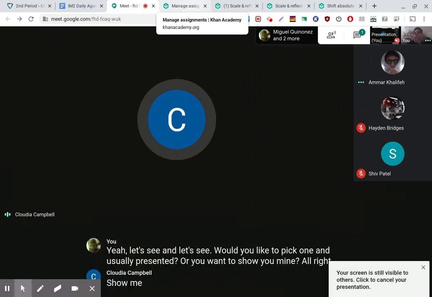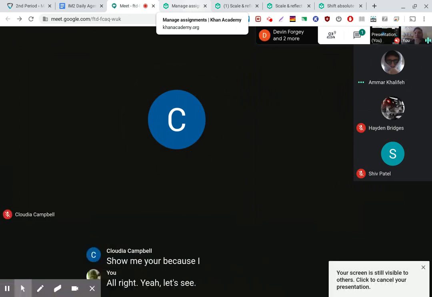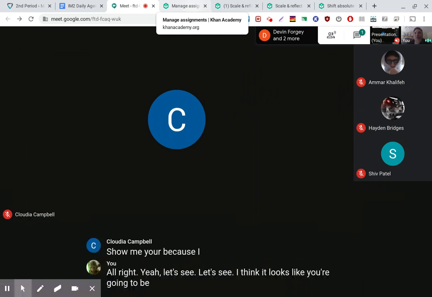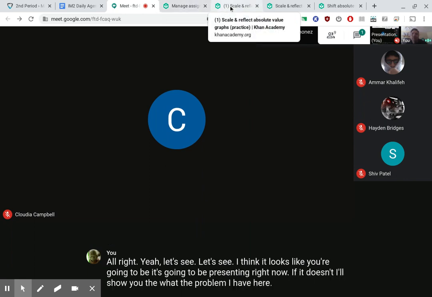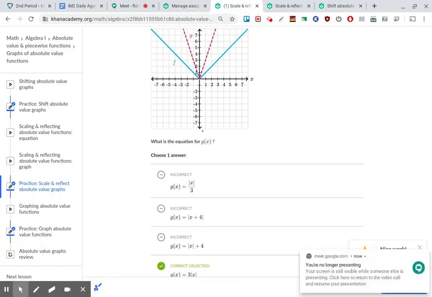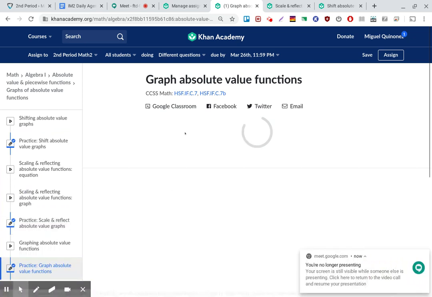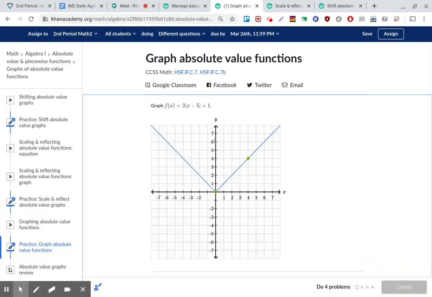All right. Let's see. It looks like it's almost there presenting. If it doesn't, I'll show you what the problem I have here. Anyway, I got close, but then I would still be off. Okay, no problem. So I got the vertex positioning right, but I wouldn't get the other dot.